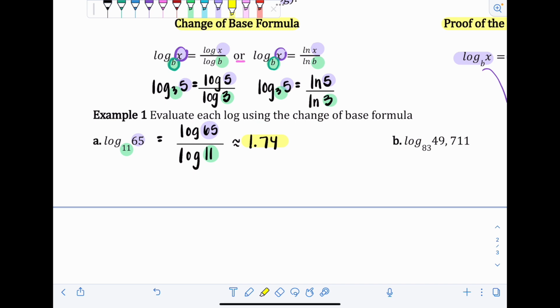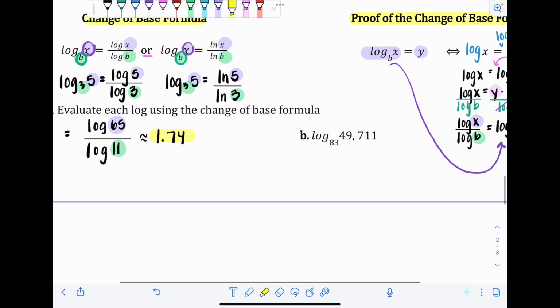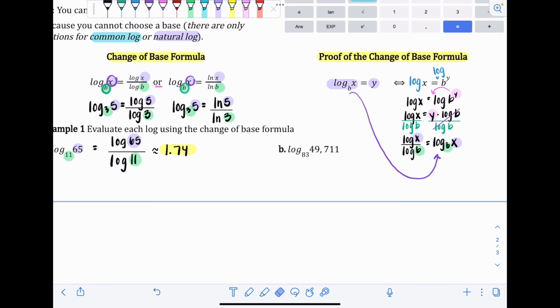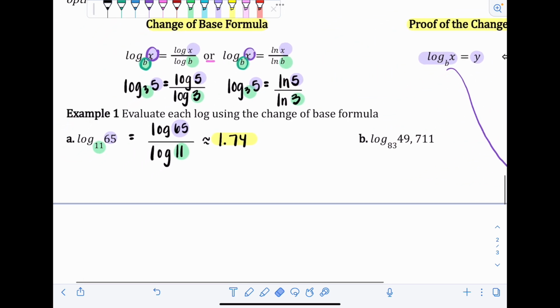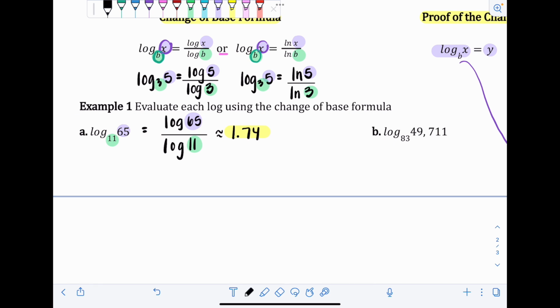And then for B, log base 83 of 49,711. Obviously we don't have a log base 83 button on a generic calculator, so we're going to use the common log to change this one as well, so that it is something that we can find on a more generic calculator. I think I'm going to write this one below so I have a little bit more space, but it's log base 83 of 49,711. So using the change of base formula, I just have to pick whether I want to use common log or natural log. I'll use natural log for this one just so we have an example of both.